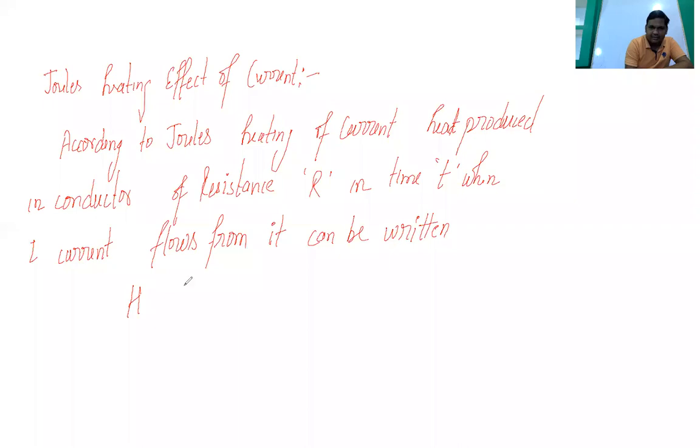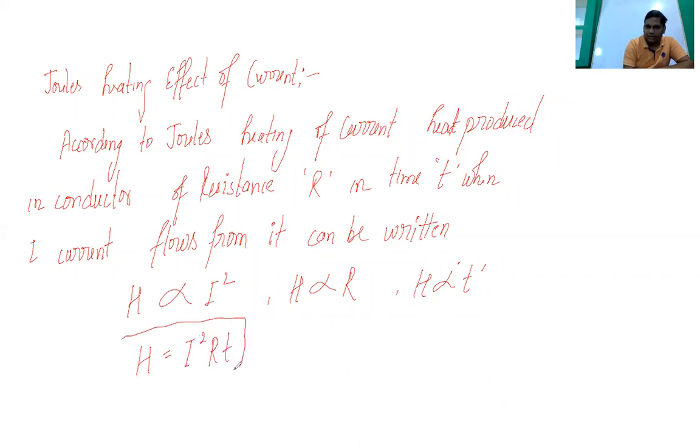This heat will be directly proportional to I square, meaning the square of current. This heat will be directly proportional to the resistance, and this heat will be directly proportional to the time. So what we can write here, H is equal to I square R into T. Whatever heat will be produced can be written as H is equal to I square R into T. This is a formula given by Joule.